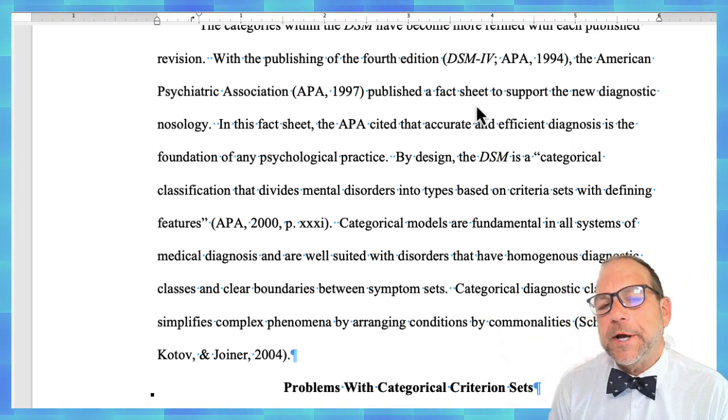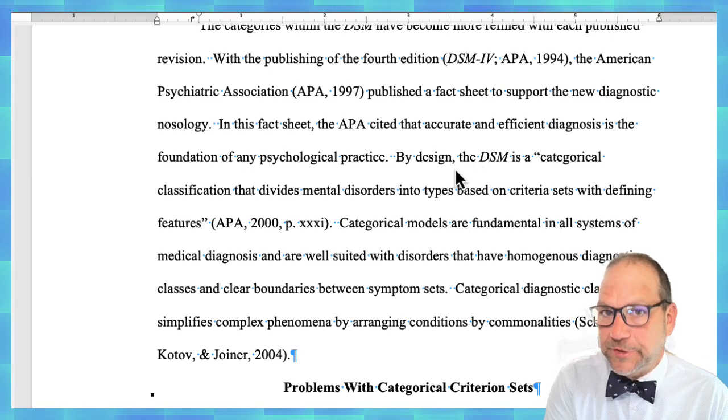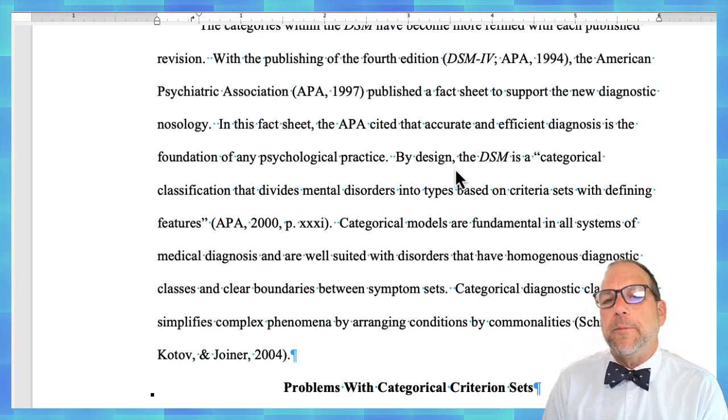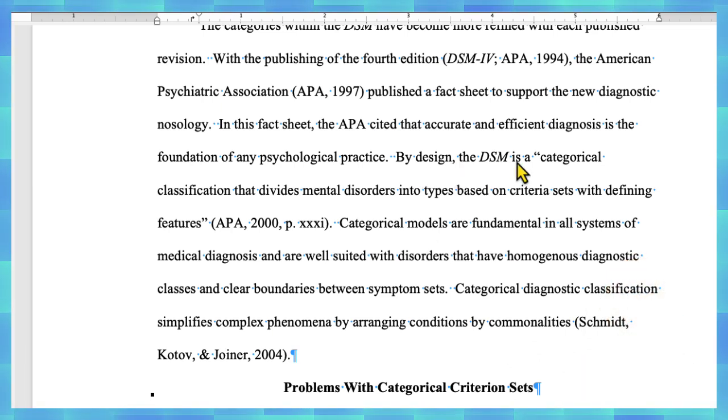One more thing I want to talk about to give you a reference here in terms of how to do referencing or how to think about or conceptualize the research that we're using. By design, the DSM is a categorical classification that divides mental disorders into types based on criteria sets with defining features. And this is a direct quote.